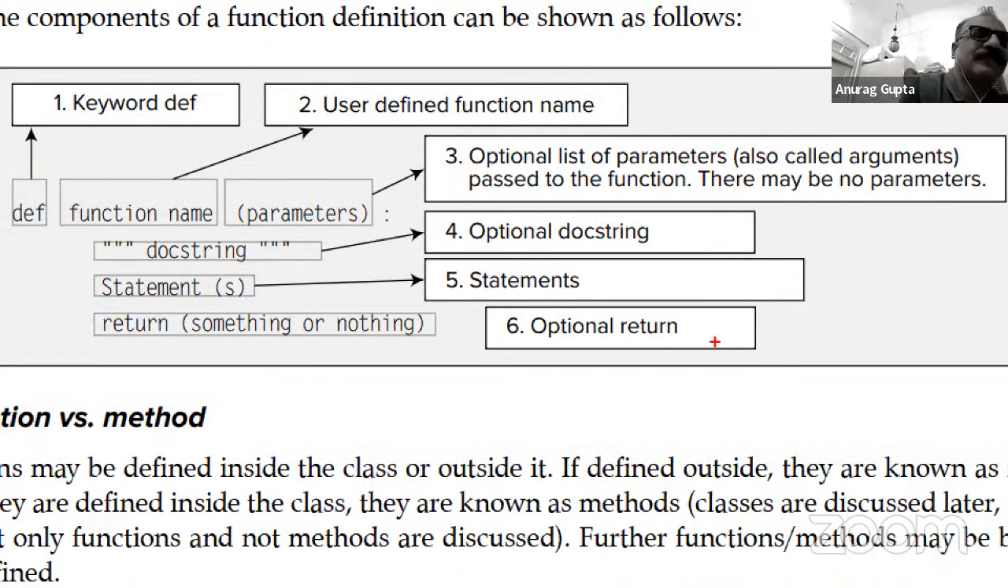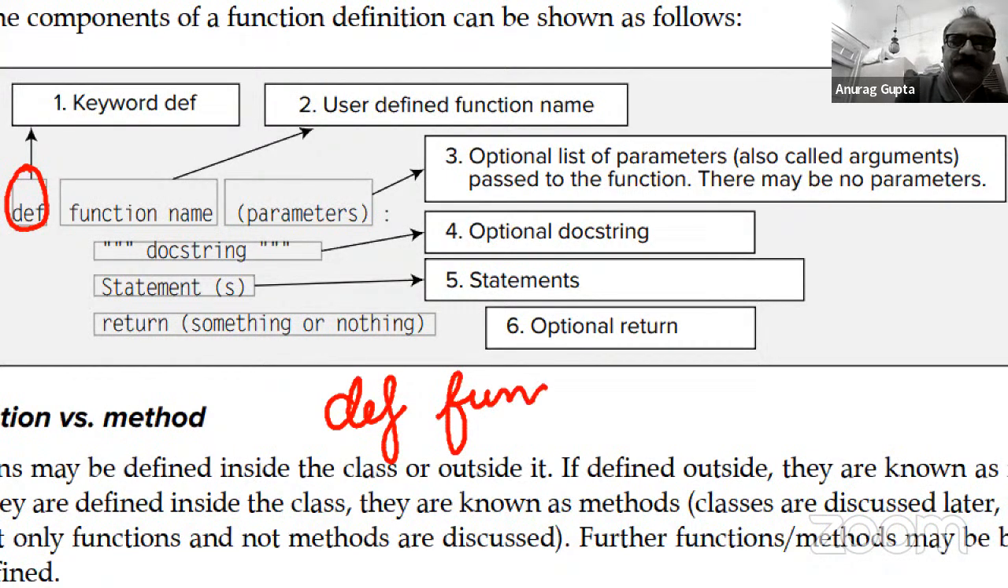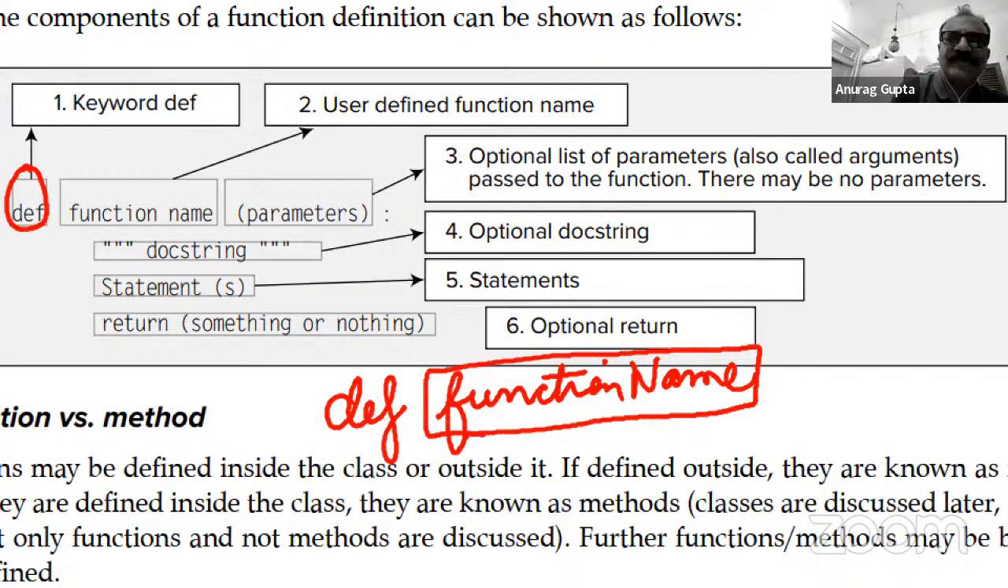First, you have to use the keyword def. Whenever you use the keyword def in your code, the interpreter of Python will understand that you are trying to write a function. Then the second thing is some function name. You use def followed by the function name. Now this function name can be anything. We will talk about the naming conventions in Python later on.